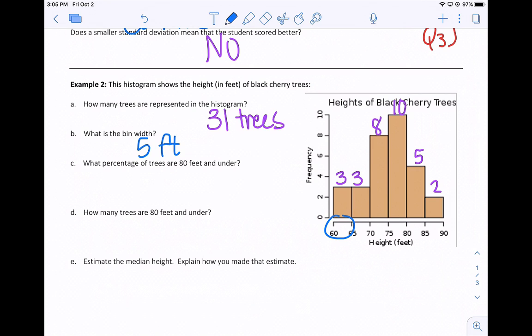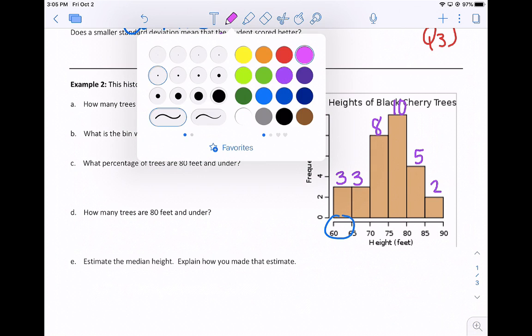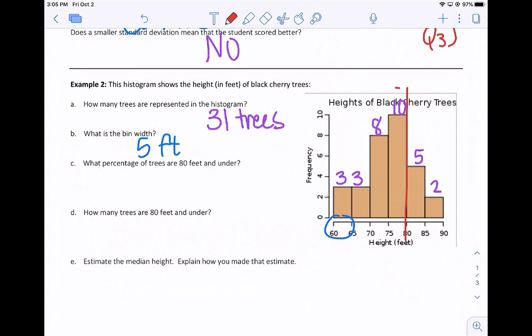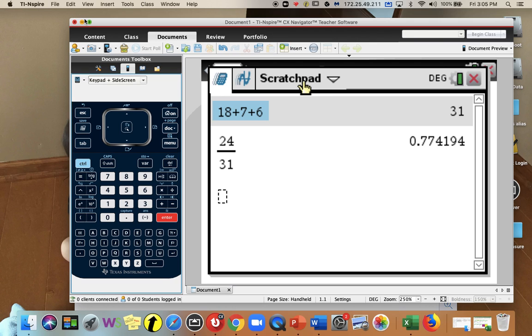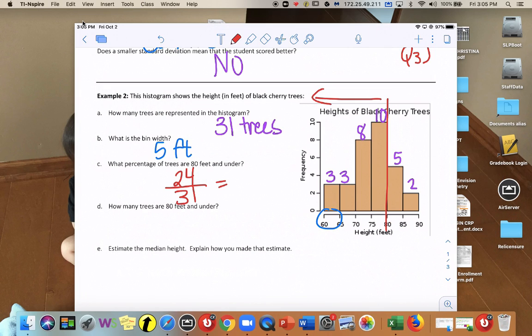What percentage of trees are 80 feet and below or shorter? So we're going to look at our graph, and I'm going to find our 80 feet, and look at what's below that. So that's 18, 19, 20, 21, 22, 23, 24. There's 24 out of the total 31 trees, but we want percentages, so let's divide that out. I'm going to take 24 divided by 31 and get the decimal for that. And that is about 77%, 77.4% if you want to be a little bit more exact.